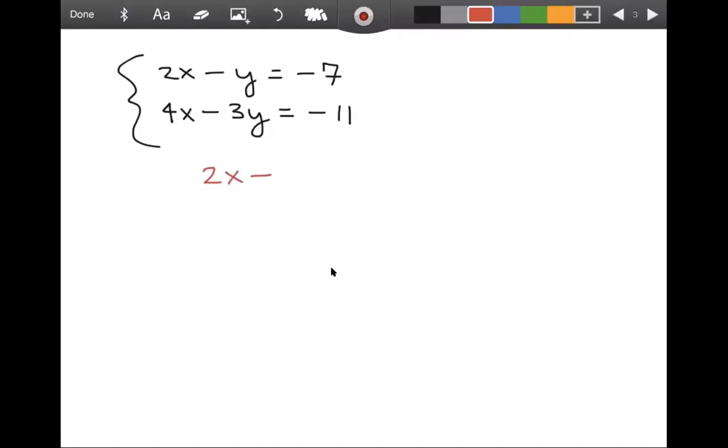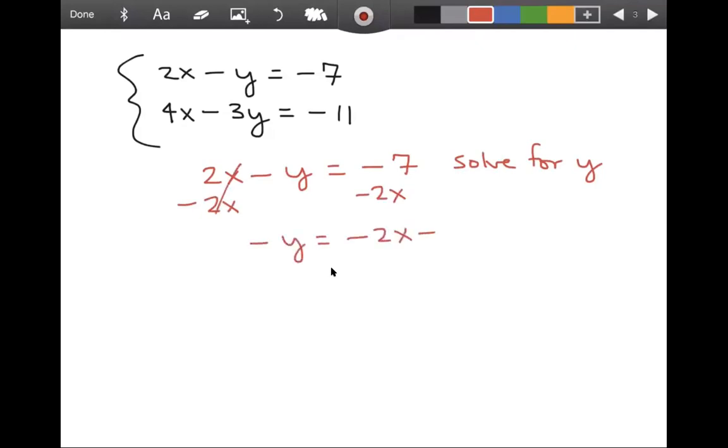So we're going to take 2x minus y equals -7. We're going to solve it for y. First, we'll subtract 2x from both sides, which gives us -y equals -2x minus 7. But now we have to get that -1 out of there. So let's divide everybody by -1, and that's going to give us y equals 2x plus 7.